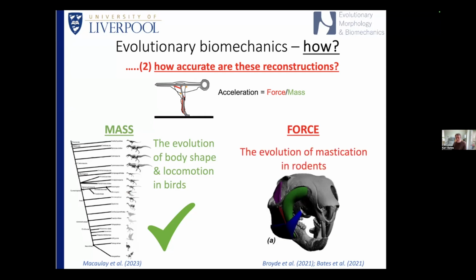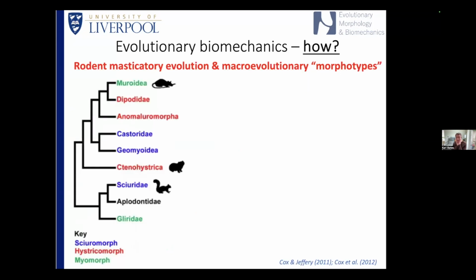What about force? What about the muscles? So for this, I'm going to talk briefly about the evolution of mastication in rodents, because rodents are a really nice case study to look at muscles, because their jaw muscles are extremely definitive of the way that they feed and the things that they feed on. And people have, for a very long time, split rodents up into three morphotypes that are kind of phylogenetically independent, if you like, or convergent. So these morphotypes evolve repeatedly across rodents and are associated with dietary shifts.